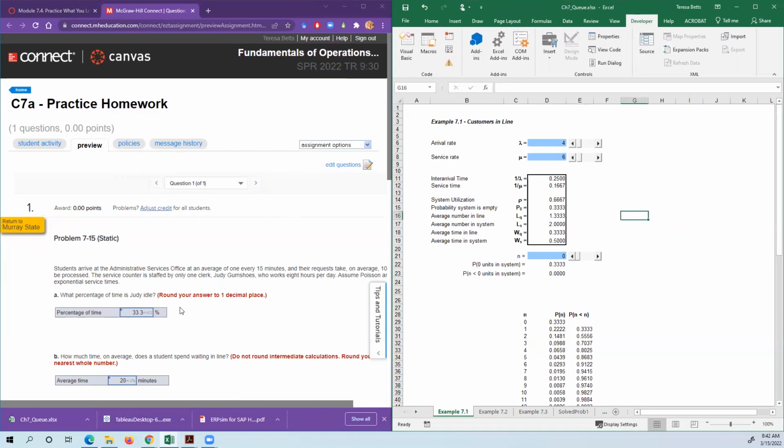Okay. And so what I can get from that is I can say, well, how much time is Judy, who's our service person, idle? Okay, so if I look over here, here's my interval arrival time, here's my service time. The system is utilized 66.7% of the time, which then means that it would not be utilized 33.3%. And this is rho, right? The service utilization is rho. So the percentage of time that she's idle is 1 minus rho, okay?